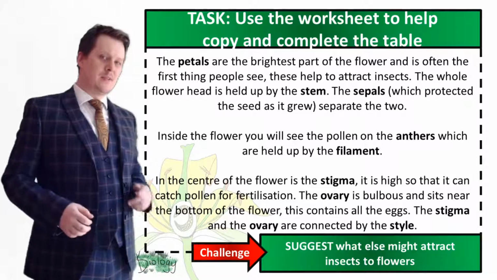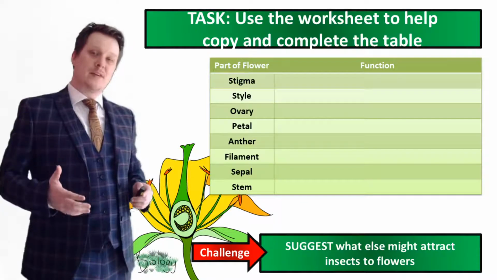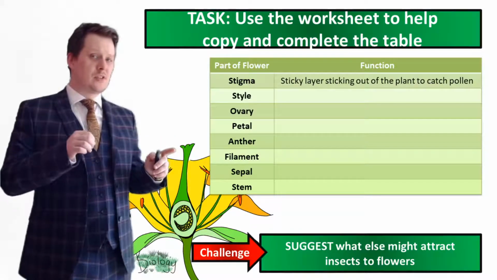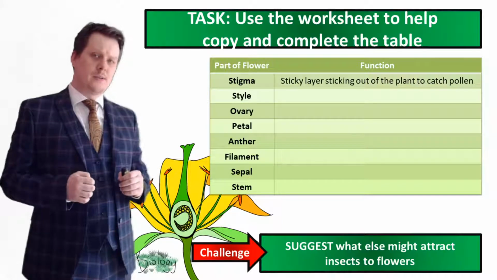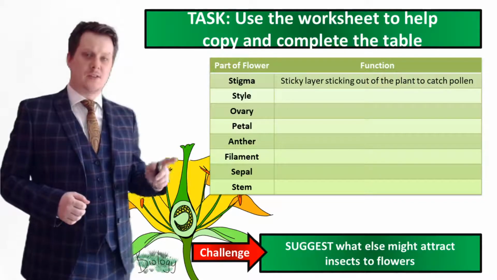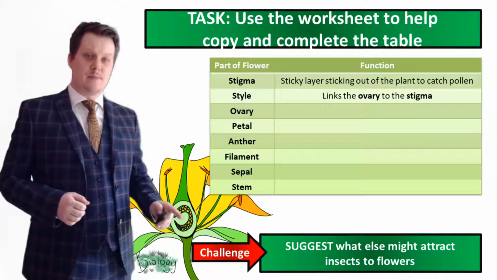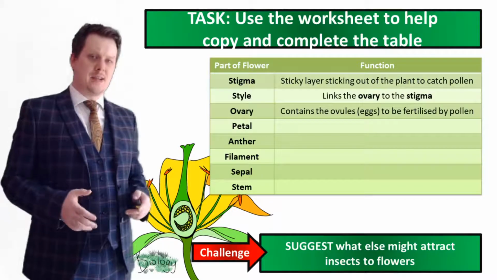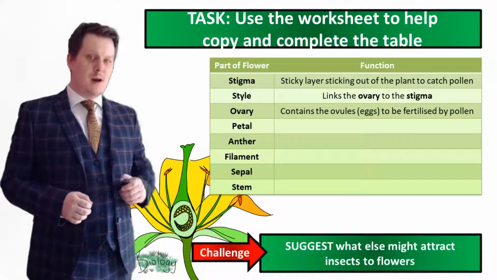If you filled out your table, let's have a look at it. At the very top of the plant we've got our stigma. This is a sticky layer which sticks out at the top and it's there to catch pollen. Just beneath that we've got the style, and the style connects the stigma to the ovary. The ovary is the place where the flower stores all of its egg cells to be fertilised by the pollen.